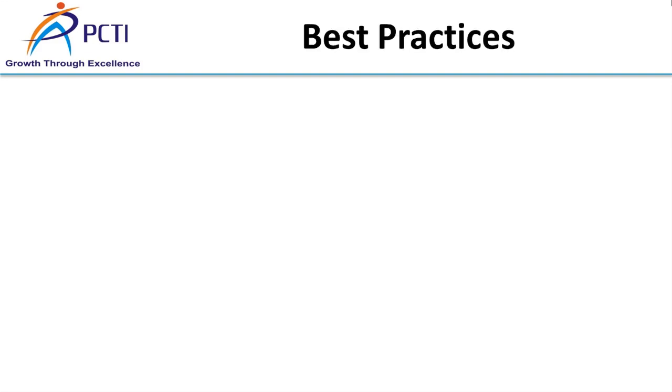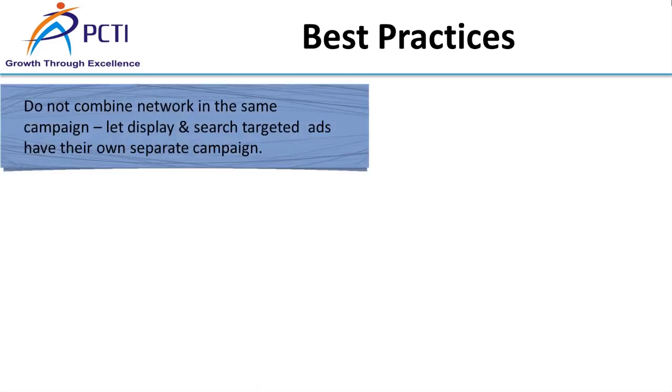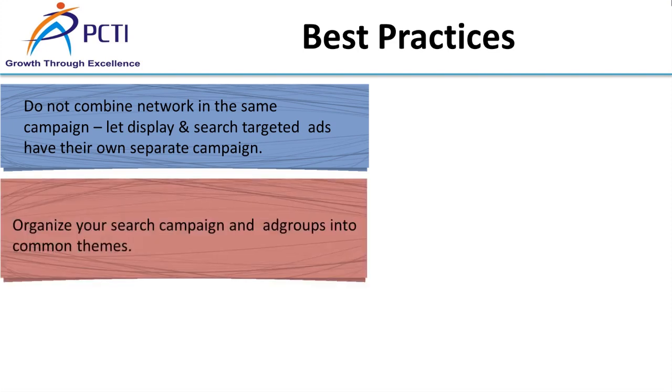Now, there are certain best practices that we must adopt while working at the ad group level. Do not combine networks in the same campaign. Let display and search targeted ads have their own separate campaigns. If you are going to create 2 different ads, keep them separate. Organize your search campaigns and ad groups into common themes, as we did in the earlier example, where coat is further bifurcated into 2 ad groups. Similarly, we have to keep the theme common.